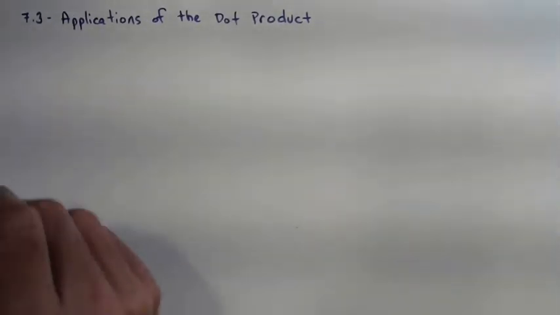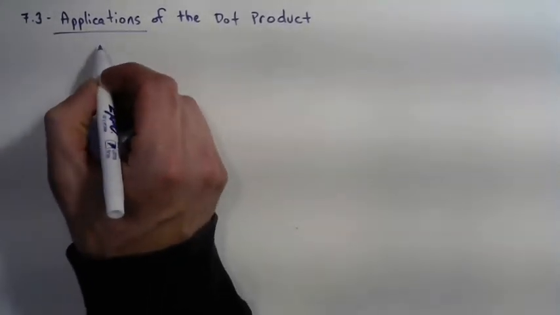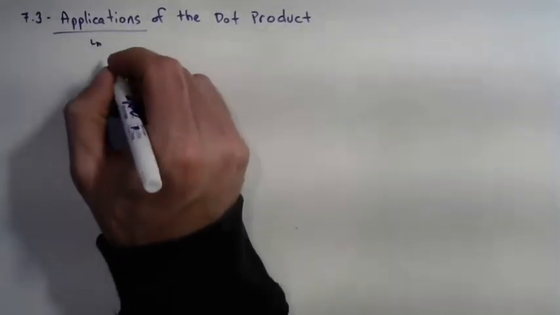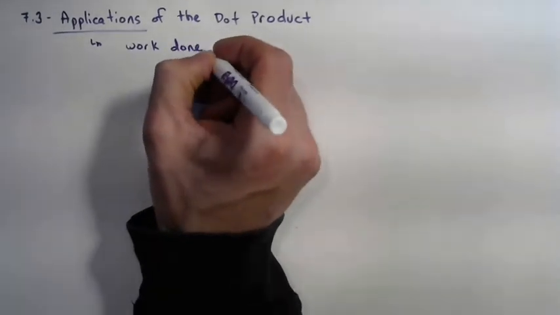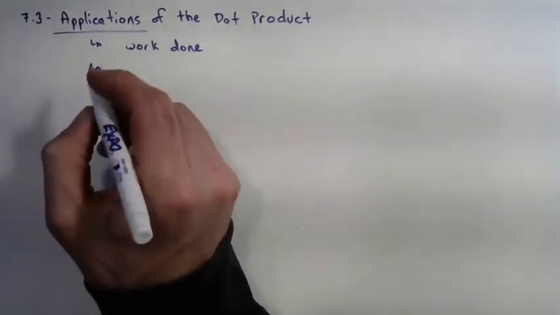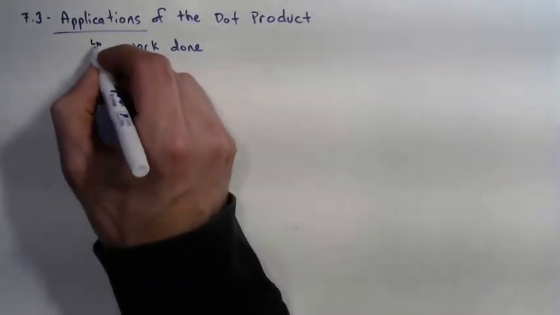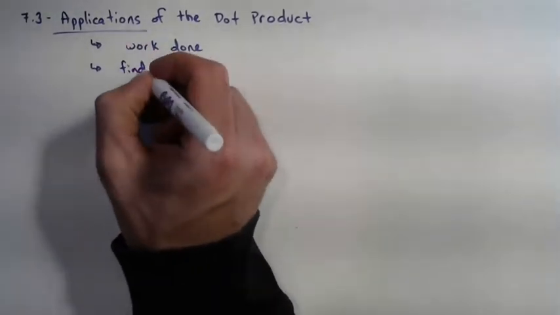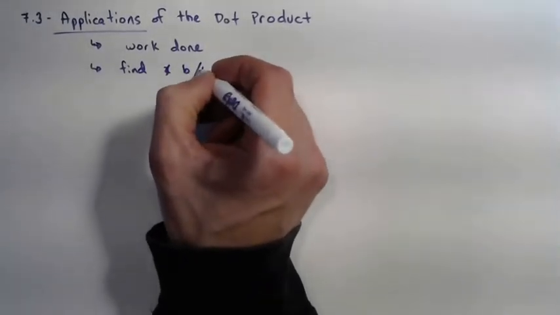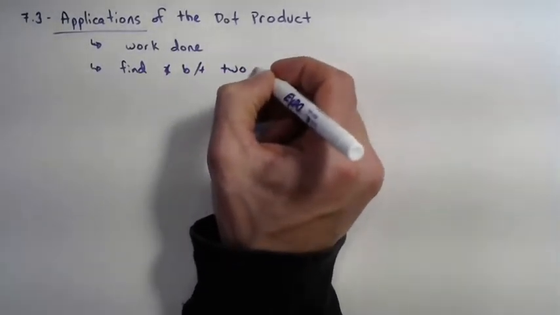7.3 Applications of the dot product. So not a lot of new notes here. Mostly we're just going to talk about some of the specific applications. One thing we're going to talk about is just determining the work done. That's something we already did a little bit last lesson. We're going to also be able to use it if we're not given the angle between two vectors. We're going to be able to find the angle between two vectors.